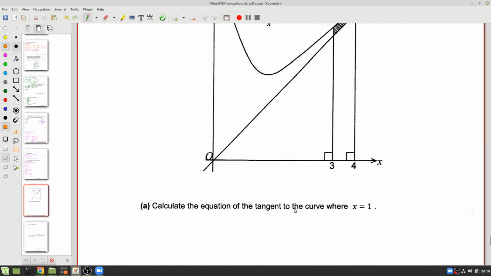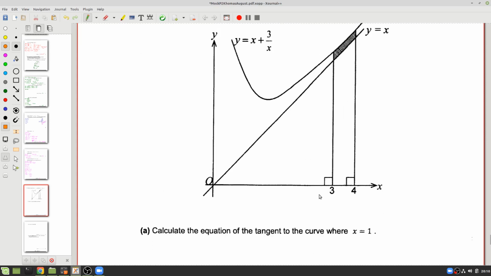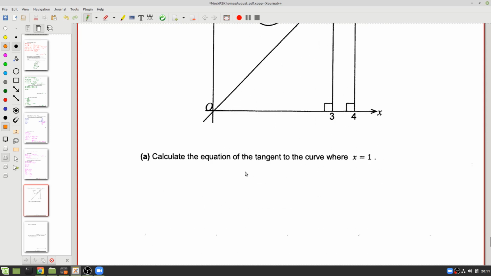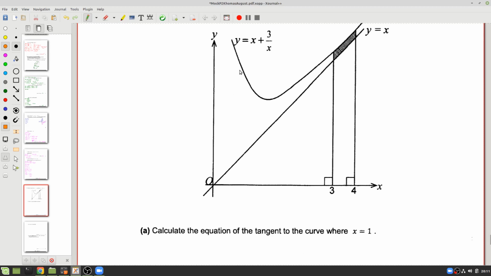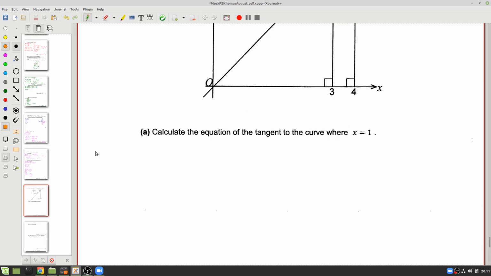Calculate the equation of the tangent to the curve where x equals 1. So the tangent of a curve, we know that is a straight line. So let me just write down the equation of this curve first. y equals x plus 3 over x. Now the equation of the tangent is going to be a straight line, because tangents are straight lines: y equals mx plus c.